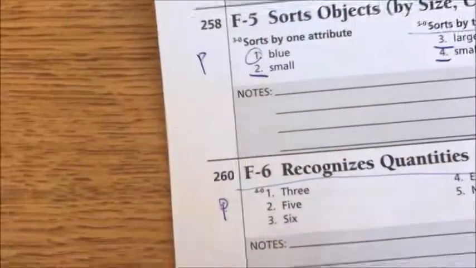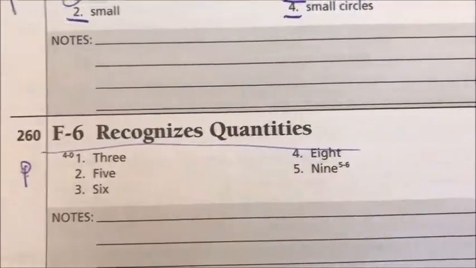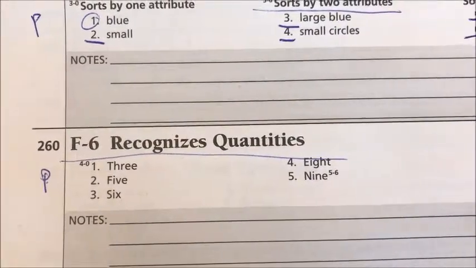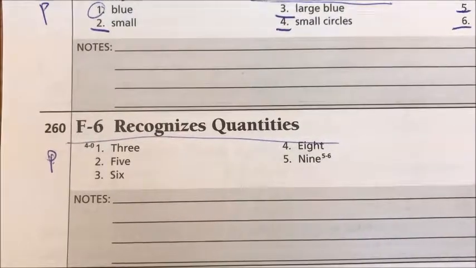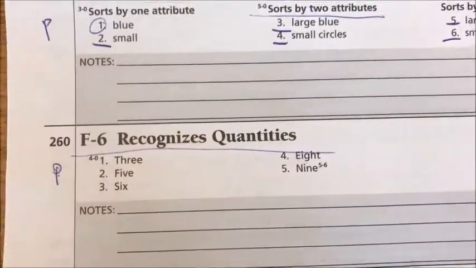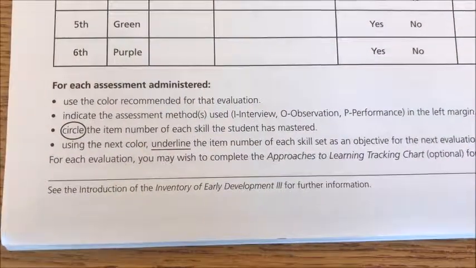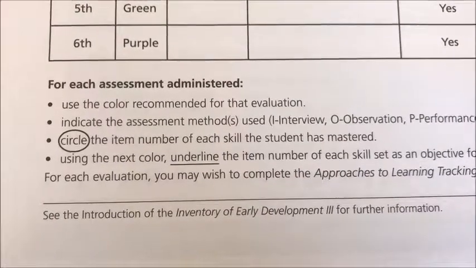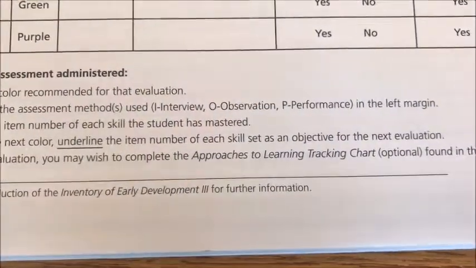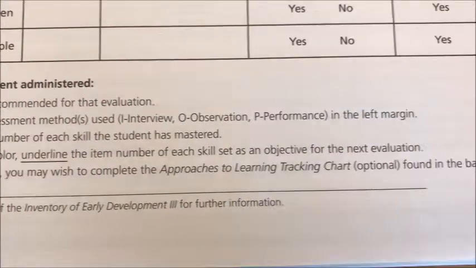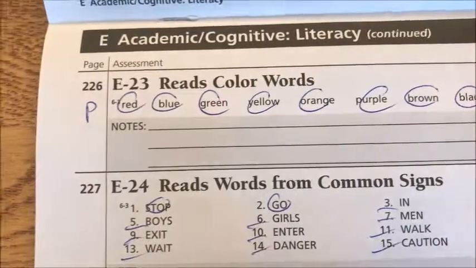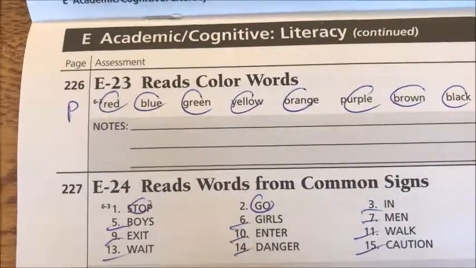Right. So here, what recognizes quantities? Now you've put a line through that. So what does that mean? Underline means they are not able to recognize quantities. So basically, if you ask, give me 3 items, they are not able to figure out how many items. I can see at the bottom of the table, for each assessment administered, you have I for interview, O for observation, P for performance in the left margin. So that's what those letters in the margin mean. For example, here you've got a key in the margin, which means that the student performed the tasks.